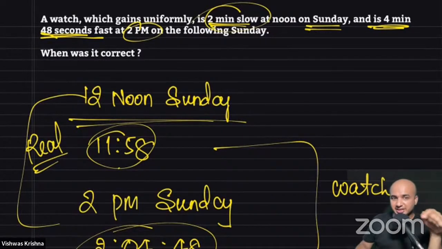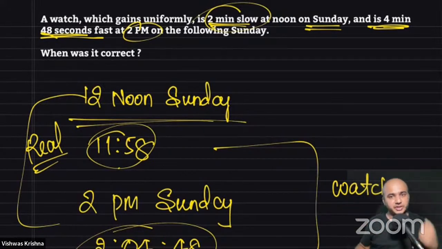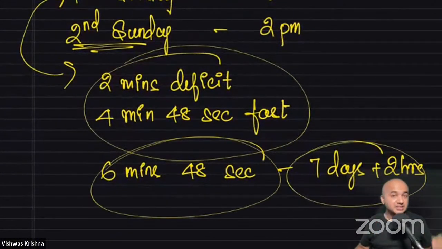Okay, this Sunday at 2 p.m. They are giving the reference of this Sunday at 2 p.m., not for 12 p.m. So this Sunday at 2 p.m., the watch is no longer slow, but instead it is fast. How fast? 4 minutes 48 seconds fast. If the actual clock is showing 2 p.m., this watch is showing 2:04:48. From 2 minutes slow, it has now moved to 4 minutes 48 seconds ahead of the actual time. That means over a period of 1 week and 2 hours, it has gained how much? 6 minutes and 48 seconds. It has gained so much.